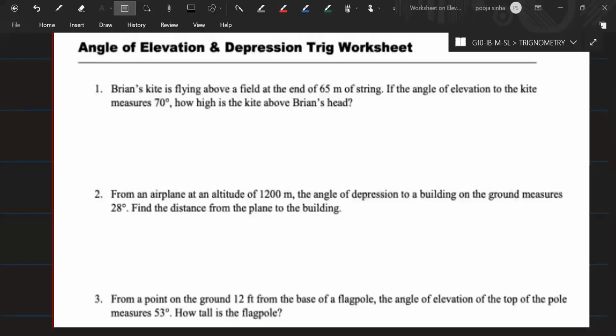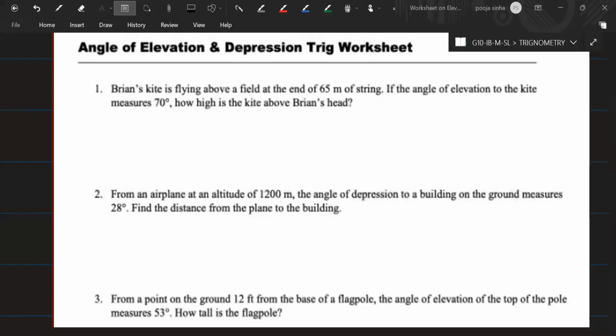Yeah. Okay, tell me now, one by one. So what am I supposed to draw first? Right angle triangle. Where? Right angle triangle. And what is representing what?